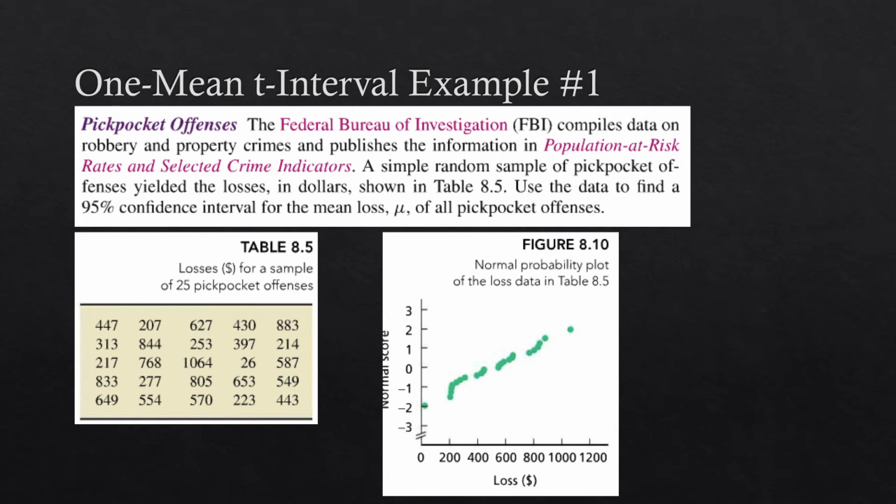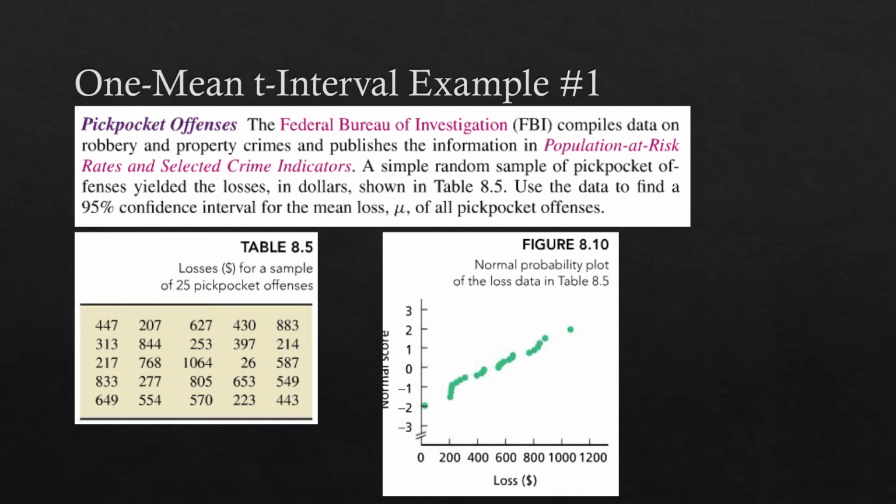Pickpocket offenses. The FBI compiles data on robbery and property crimes and publishes the information in population at risk rates and selected crime indicators. A simple random sample of pickpocket offenses yielded the losses in dollars shown in Table 8.5. Use the data to find a 95% confidence interval for the mean loss of all pickpocket offenses. First things first, I want you to write down this table, because I'm not going to flip back and forth on the slides. So pause the video, write down the table so you have it to look at, and then we will proceed.